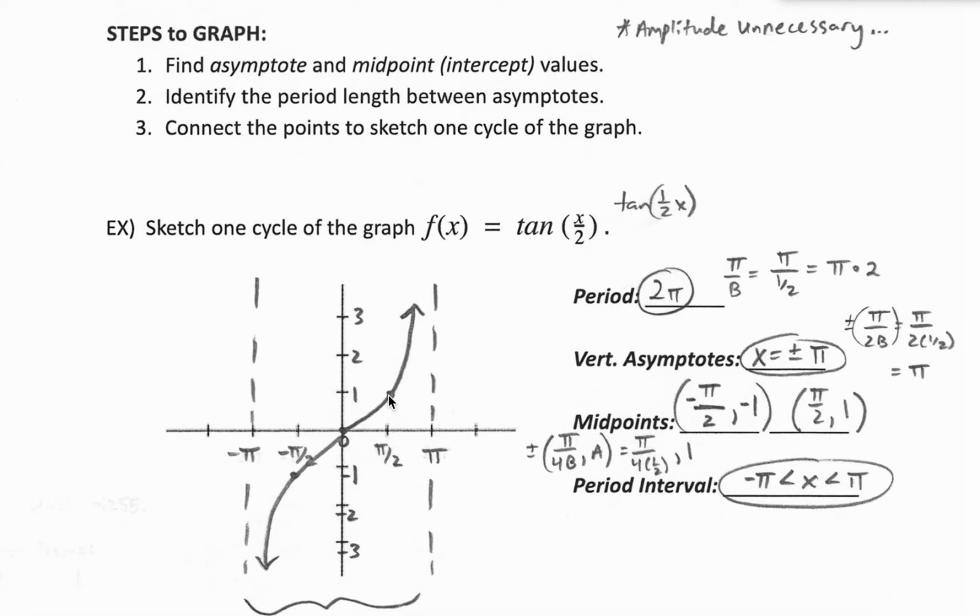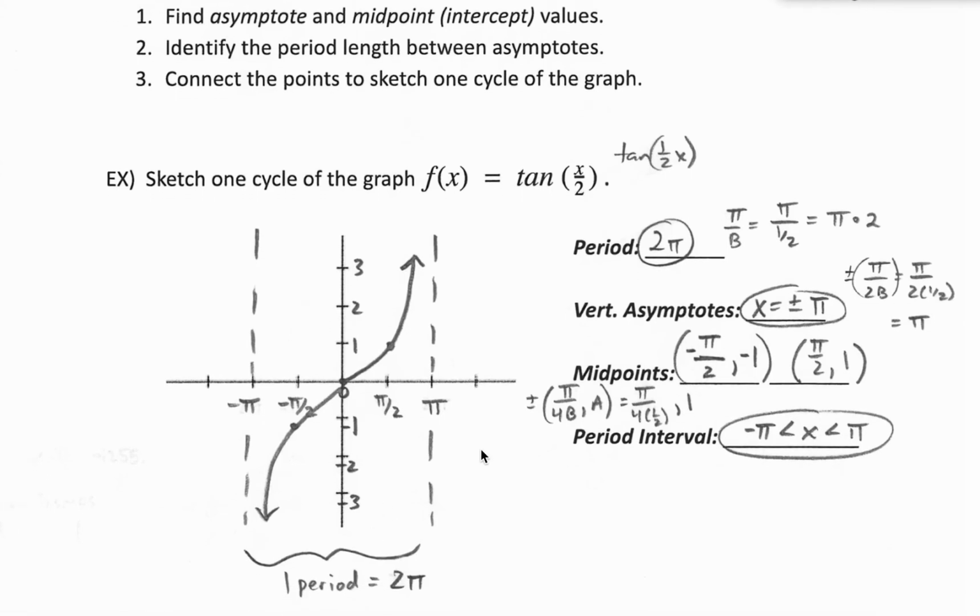So at pi over 2, 1 is a midpoint, and at negative pi over 2, negative 1 is another midpoint on the other side. So that lets you know that from 0, it's going to go up on the right side towards that asymptote, and on the left side, it's going to be going down as it approaches that asymptote.